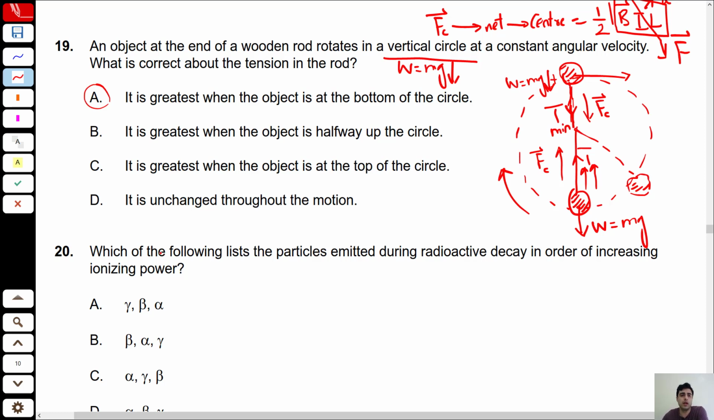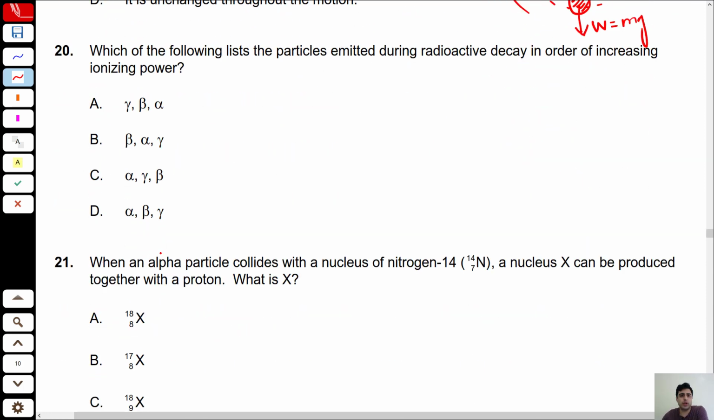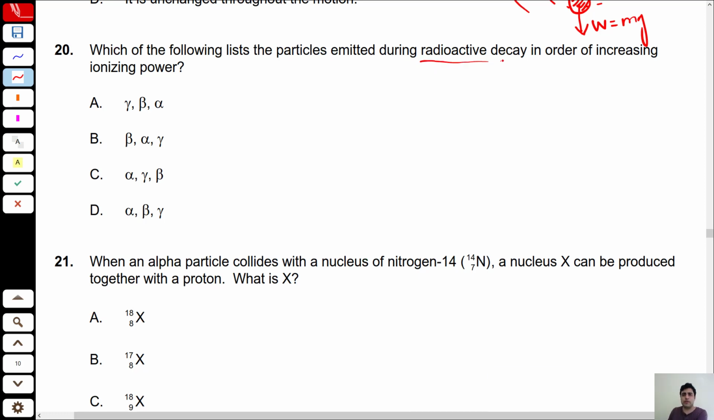Okay? Question number 20. Which of the following lists the particles emitted during radioactive decay? So radioactive decay is the breakdown of heavy, unstable, and lower binding energy nuclei into smaller but more stable and higher binding energy nuclei.